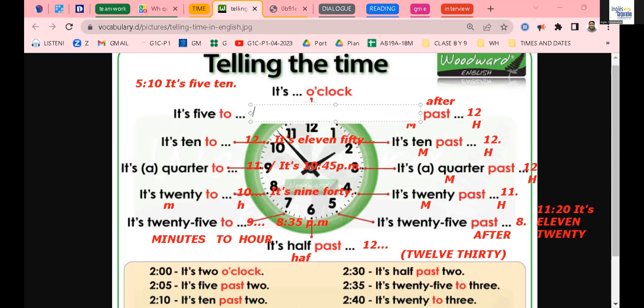It's 5 to 1. What time is it? 5 para la 1. It's 12:55. Mm-hmm. It's 12:55. 12:55 p.m., let's say. Ahí yo le voy poniendo p.m., pero podría ser al revés.